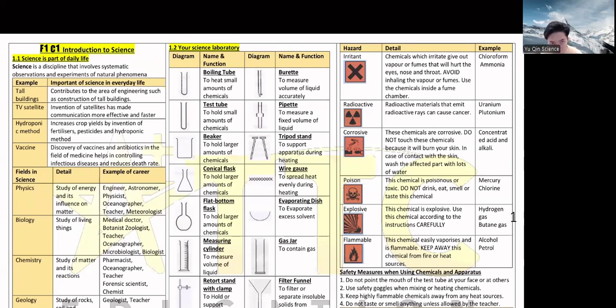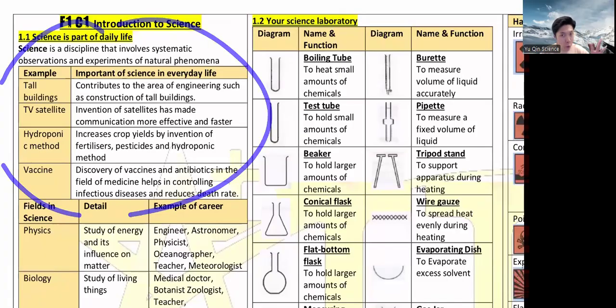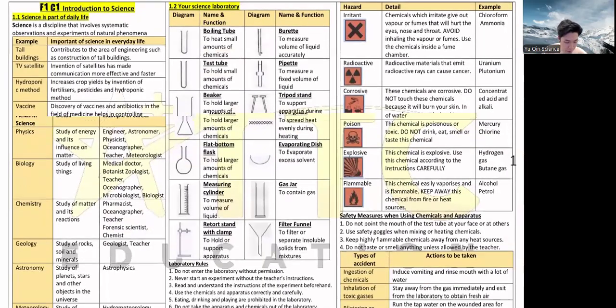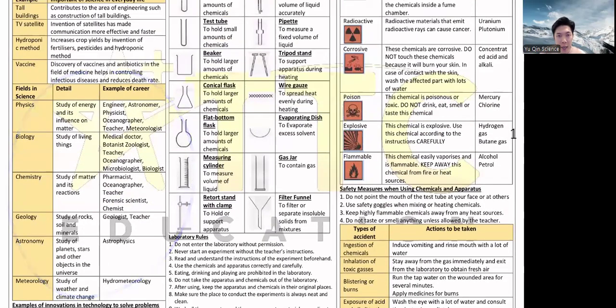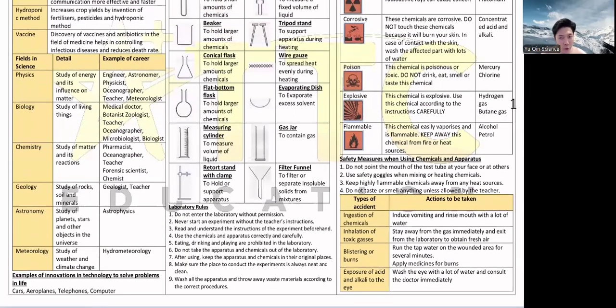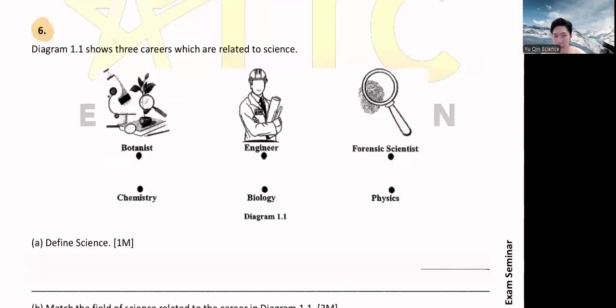Okay, let's go. The first part is about science application, like what we apply in daily life. This is the part where you don't need to go through the details. Then we have some fields in science and careers or occupations you need to go through also. My point today is not to read word by word for you, it is to try out exercises with you. So let's get into it. Question 6. The first question is very simple.